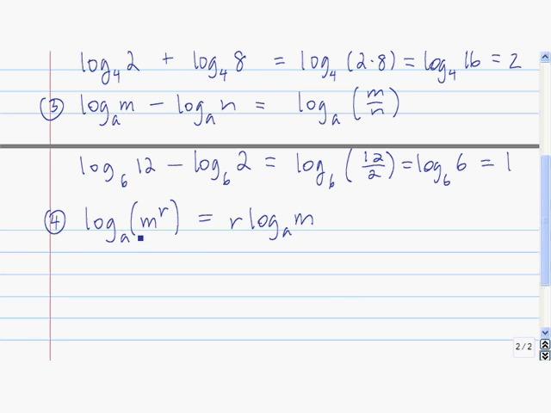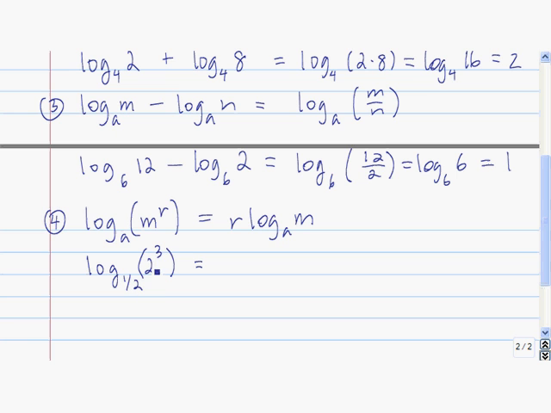Okay, the last one says that if you're taking the logarithm of a power of some number or some quantity, then what we can do is we can bring that power down out front. So log base a of m raised to the r is r times log base a of m. Okay, here r is any real number. Okay, so any real power of the number m.